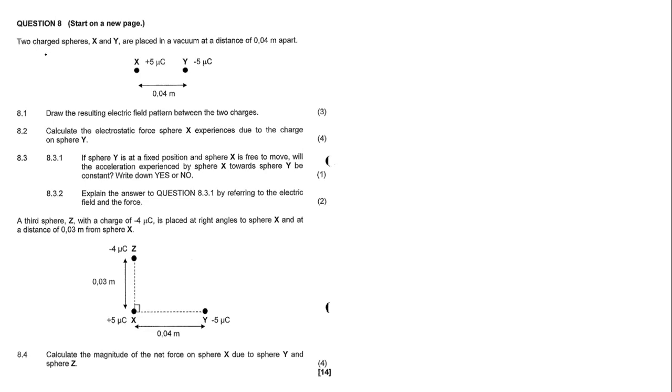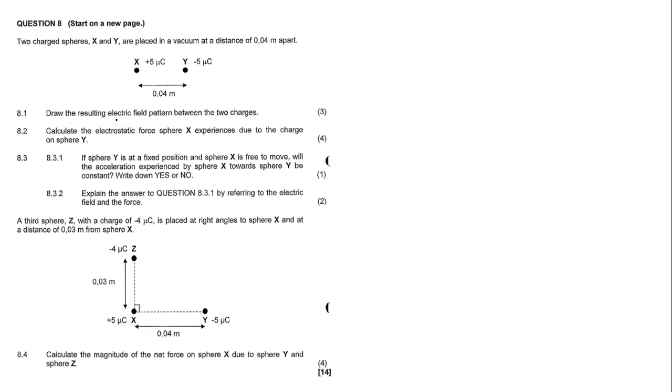It says, two charged spheres, sphere X and sphere Y, are placed in a vacuum at a distance of 0.04 meters apart. And we can see that sphere X and sphere Y have their own magnitudes. Sphere X is charged positive, and sphere Y is charged negative. So 8.1 says to us, draw the resulting electric field pattern between the two charges.